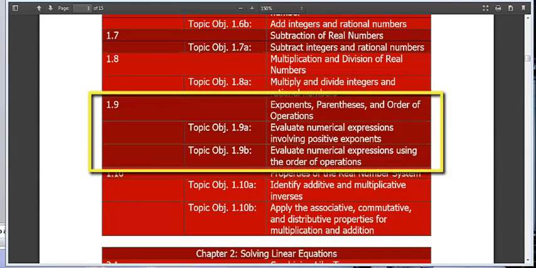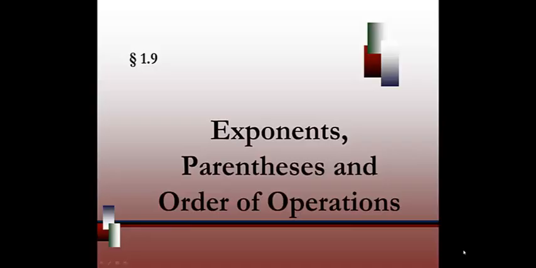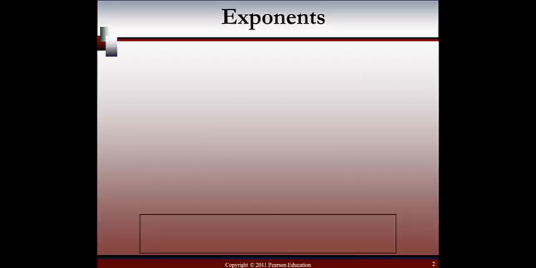Okay, today we will be in Chapter 1, Section 9, Exponents, Parentheses, and Order of Operations. Our two topic objectives for this section are to evaluate numerical expressions involving positive exponents and to evaluate numerical expressions using the order of operations. Okay, Chapter 1, Section 9, Exponents, Parentheses, and the Order of Operations. First, we're going to be talking about exponents.